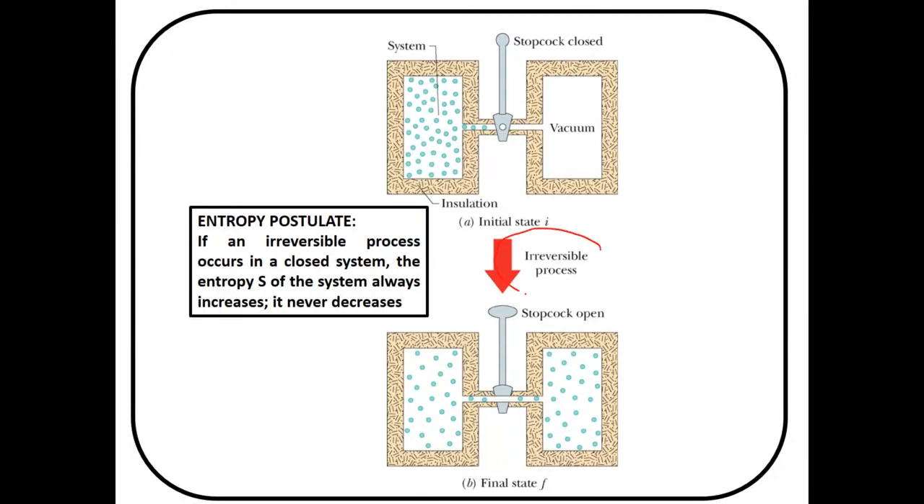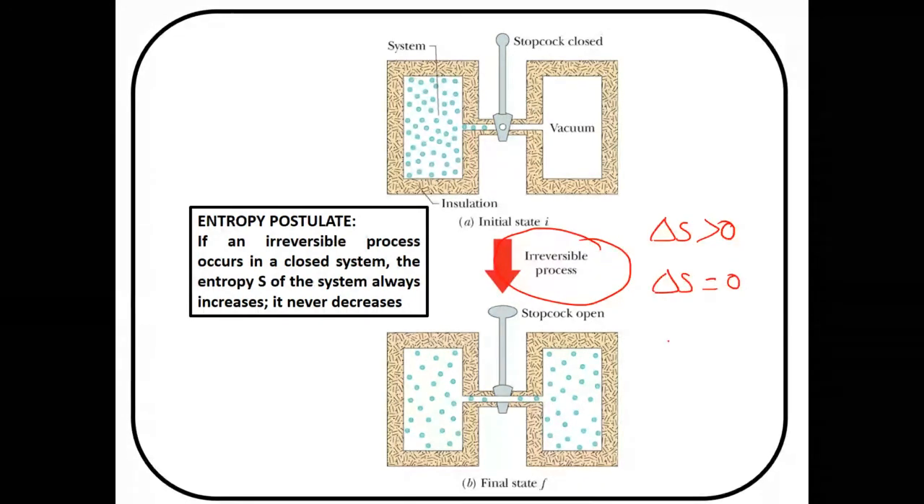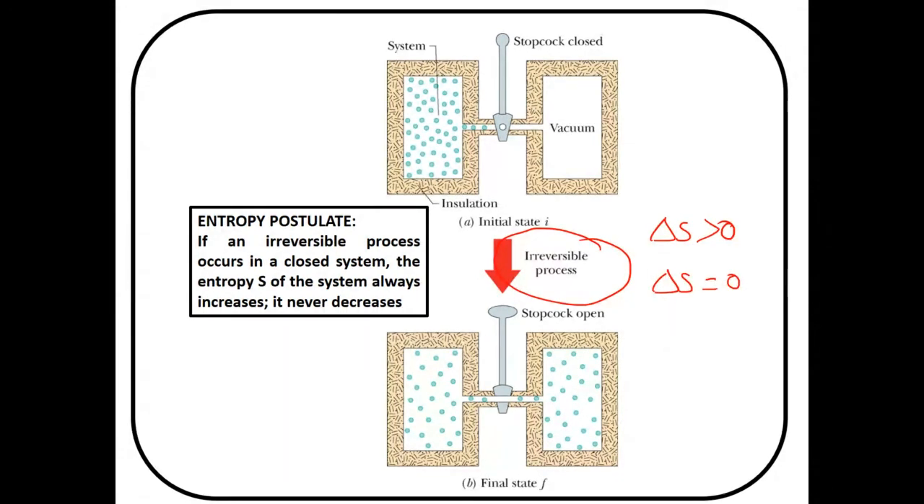If it is an irreversible process, what is the entropy of the system? Greater than 0. Suppose it is a reversible process, what is the entropy change? 0. It's constant. 0 means it's constant.